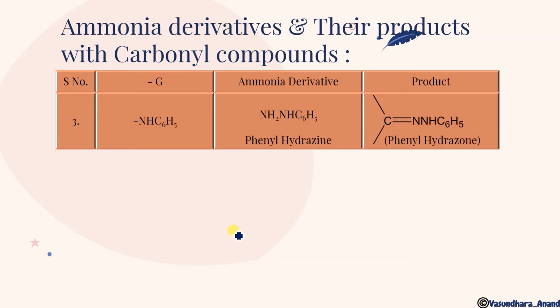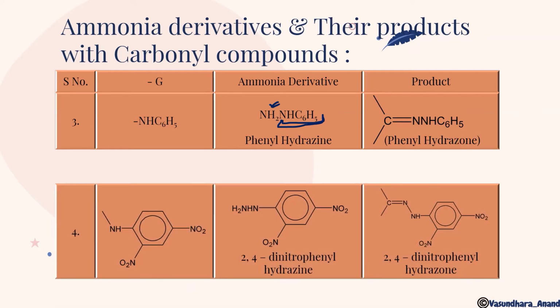Next is phenylhydrazine. From the ammonia group, I am going to replace H by C6H5, then it will be called phenylhydrazine. So this is NH2, G is NH2 and NH, and instead of this H, the phenyl is going to be attached over here. This is called phenylhydrazine, and after the reaction the H2 will come out with the water, and it will form phenylhydrazone.